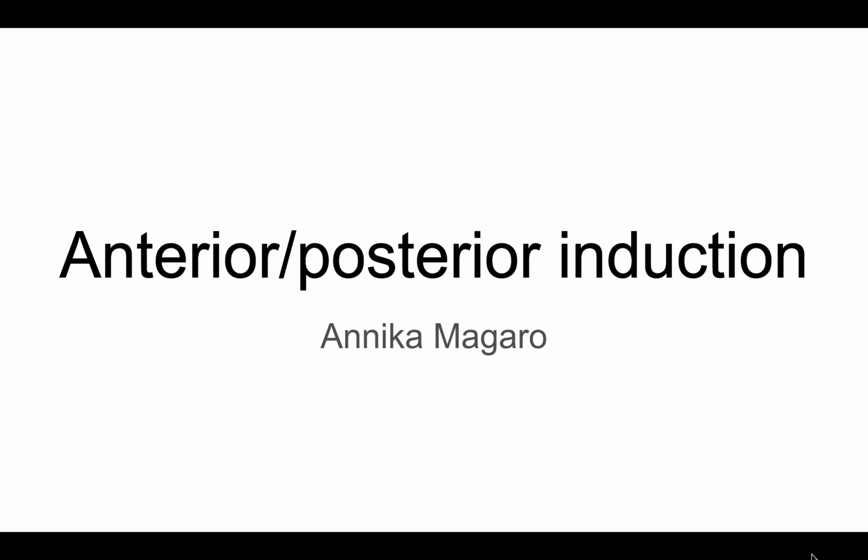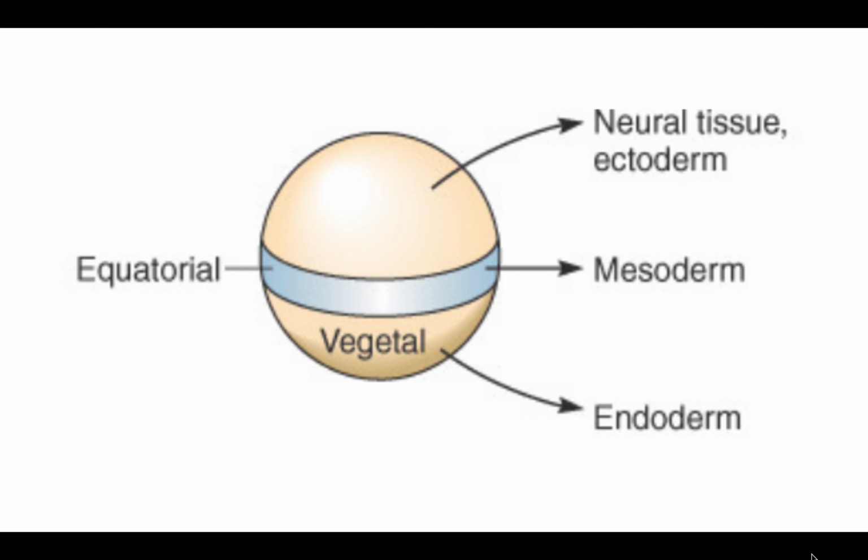I'm Annika, and I'm going to be talking about concurrent neural induction and anterior-posterior axis development. During neural induction, the mesoderm induces the ectoderm to form neural tissue, and then the neural tube is formed, resulting in the neurula stage of the embryo.